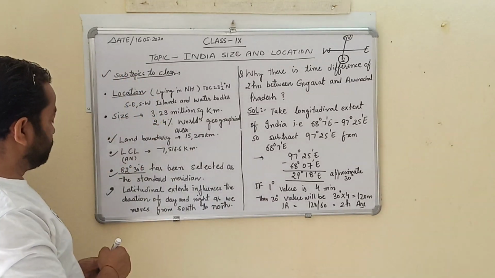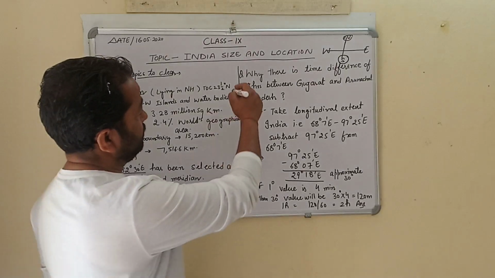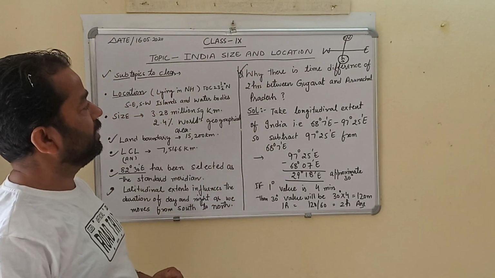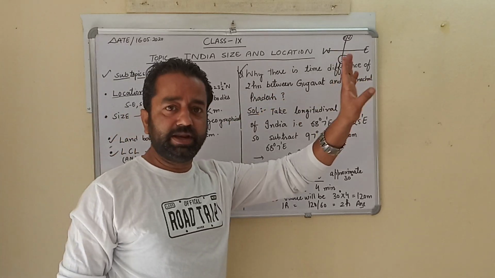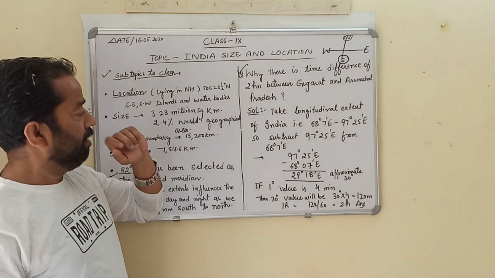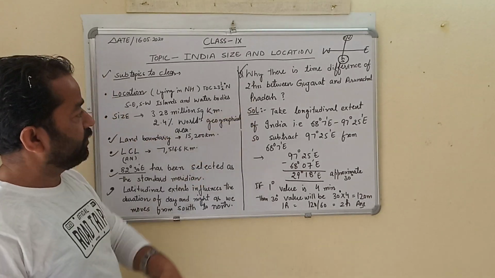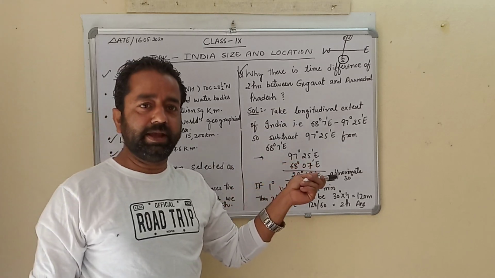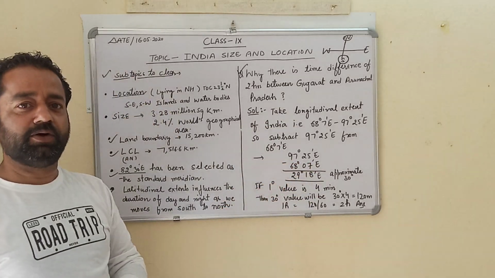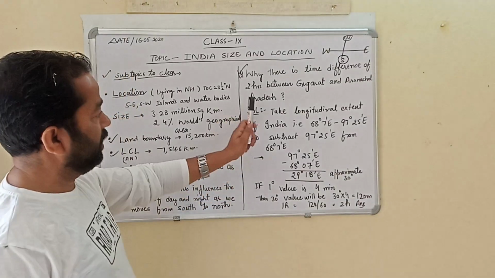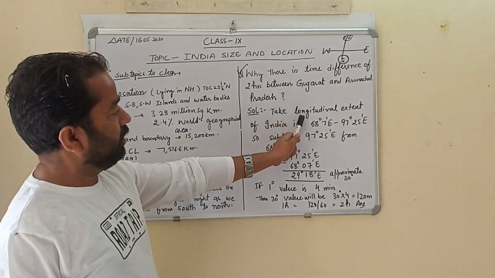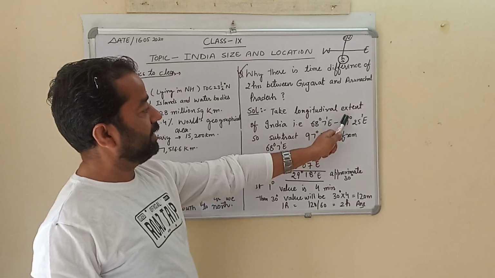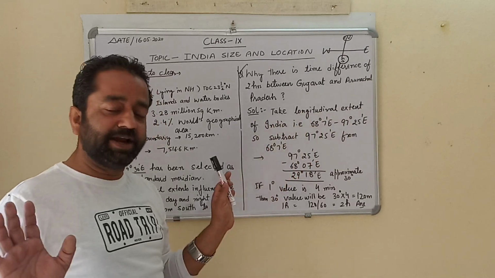Next question for you is: why is there a time difference of 2 hours between Gujarat and Arunachal Pradesh? Very important question for you. Sorry. First of all, I have solved this question in a numerical way, not in words or points. Clear? First of all, you take the longitudinal extent of India, that is 68 degree 7 east to 97 degree 25 east. This is clear to you?